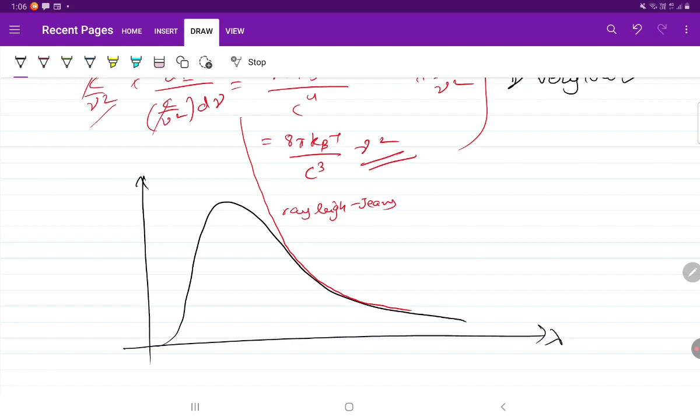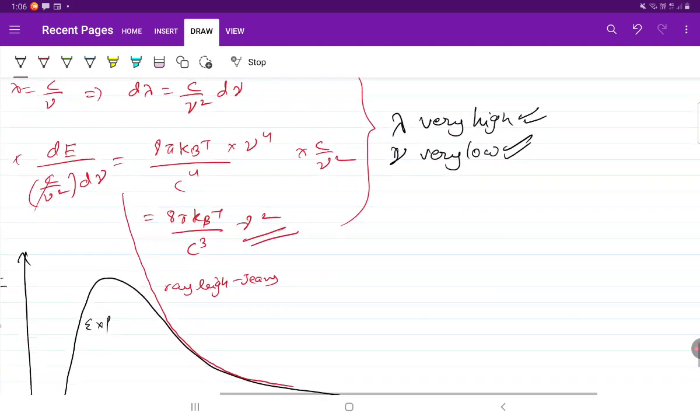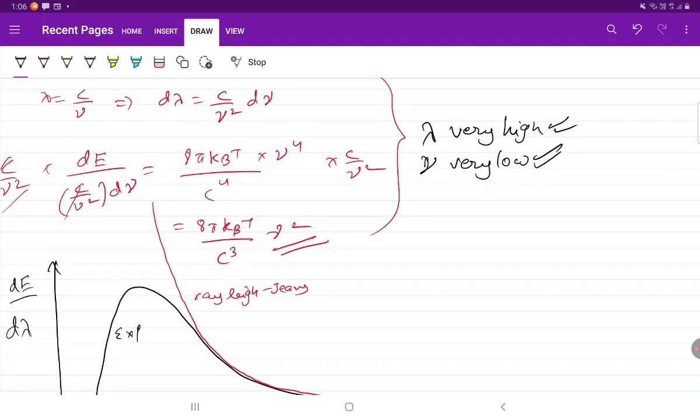and this is experimental, where the y-axis gives me dE by d lambda and the x-axis is lambda. Similarly, for frequency you will get a parabola as per Rayleigh-Jeans, but it also doesn't match the conditions and the experimental data.